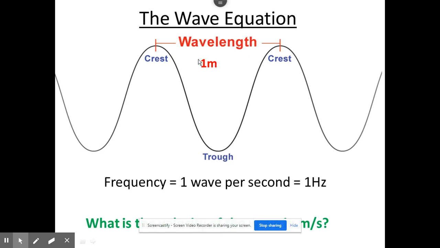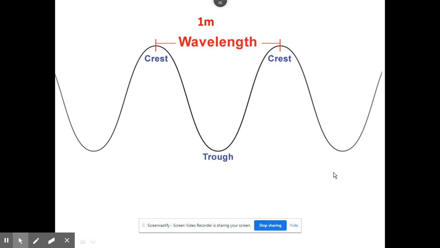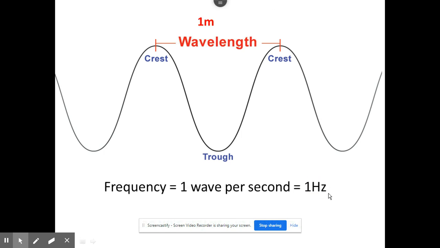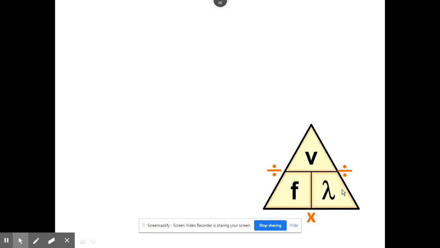Let's look at a wave that has a wavelength of 1 meter and has a frequency of 1 wave per second, 1 hertz. So how fast would that wave be traveling? Well, if it travels 1 meter every second, it would be traveling at a velocity of 1 meter per second. So the wavelength and the frequency combine together to give you the wave velocity, how fast the wave is going. Okay, so that would give us 1 meter per second.